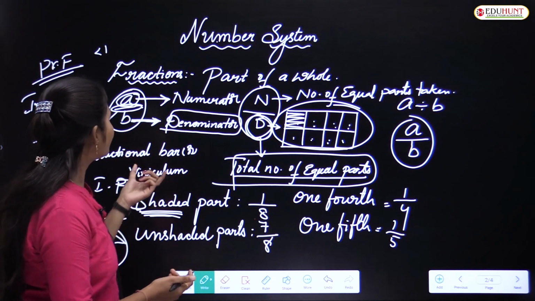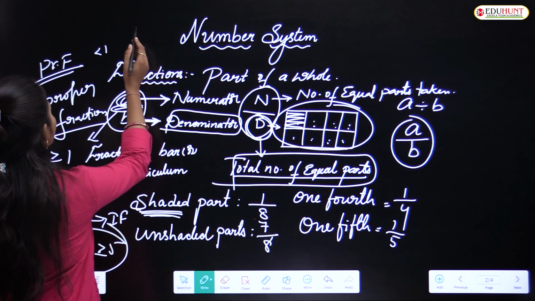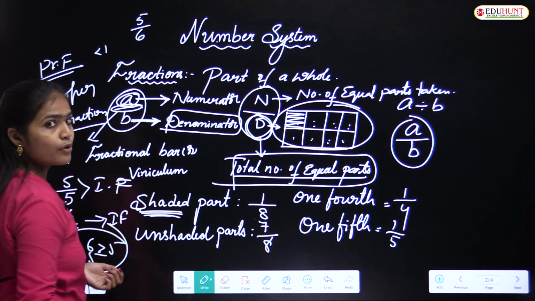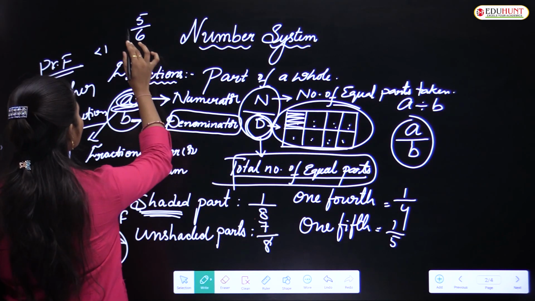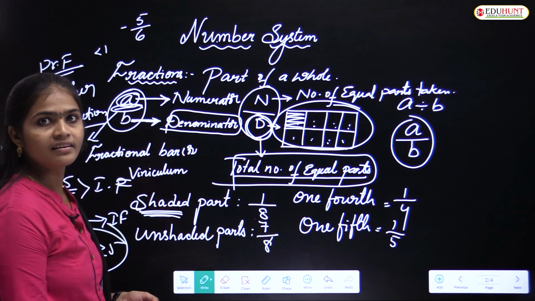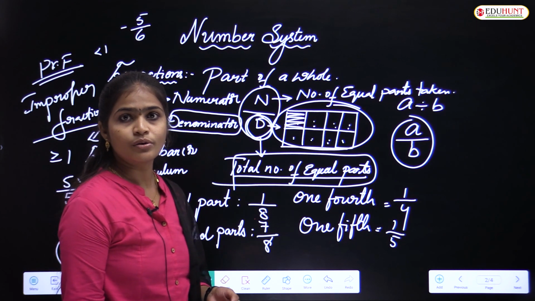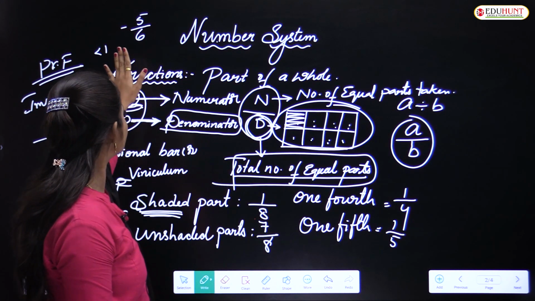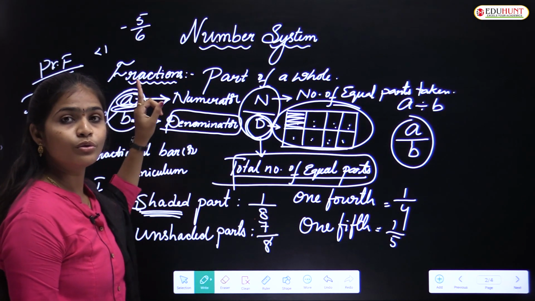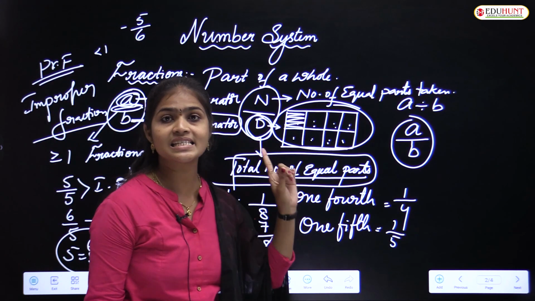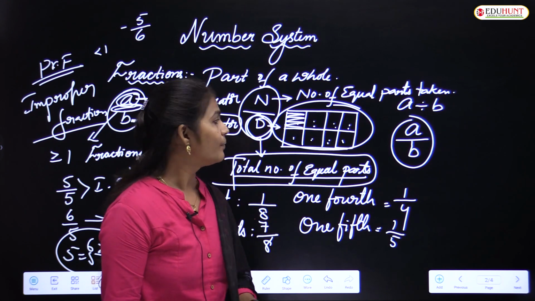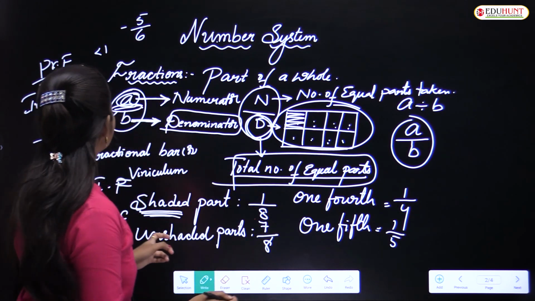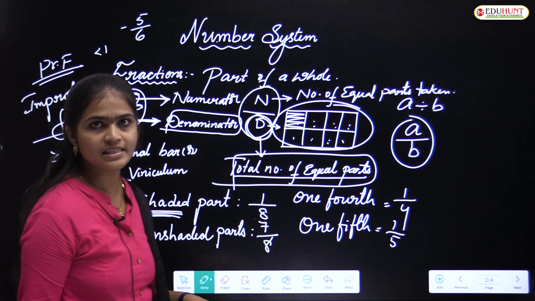Here 5/6 is a positive fraction, right? A negative fraction is one which has a negative sign. Actually negative fractions do not exist, but fractions which have negative symbols are there in rational numbers. The reason for that I will also tell there. So this is about fractions.